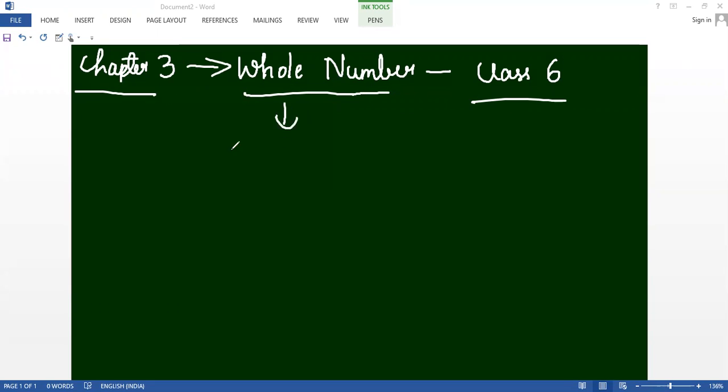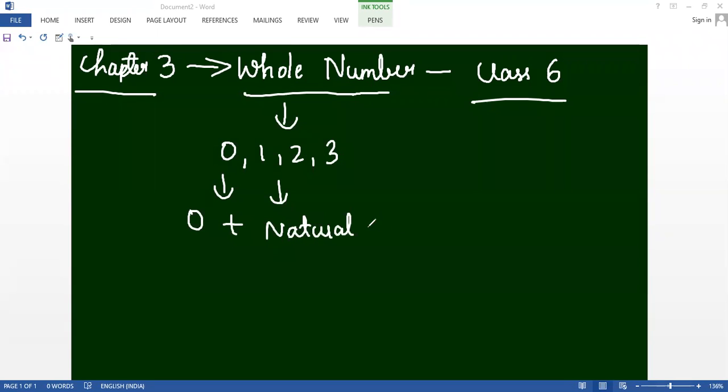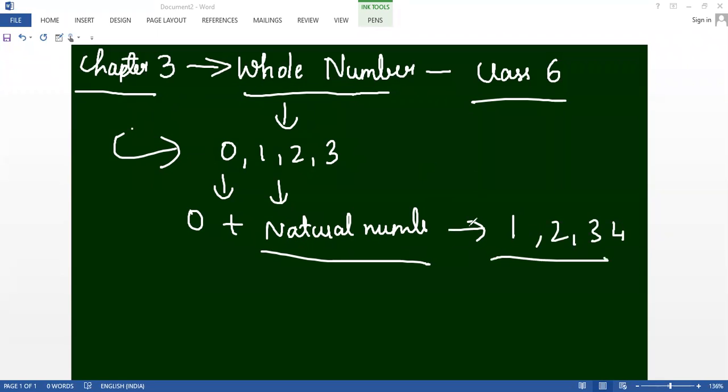Whole numbers start from 0. So from 0 to 1, 2, 3. This is the 0 plus all the natural numbers. So whole numbers are nothing but 0 and all the natural numbers. Natural numbers start from 1, like 1, 2, 3, 4. The starting number should be 1. Whole numbers start from 0.